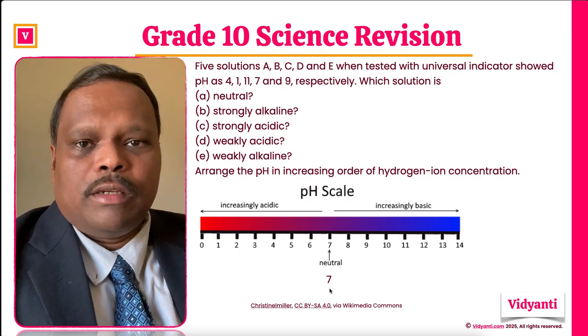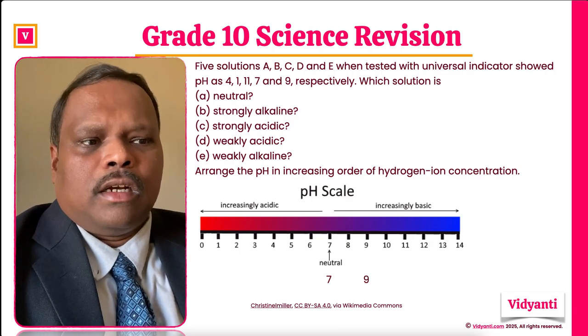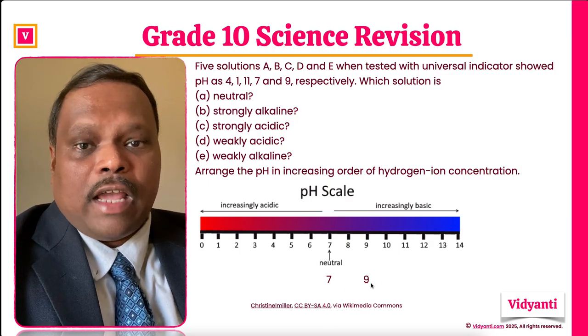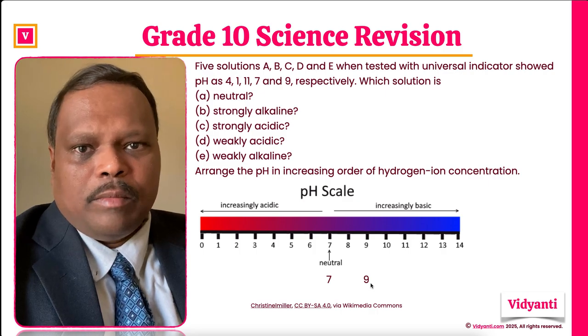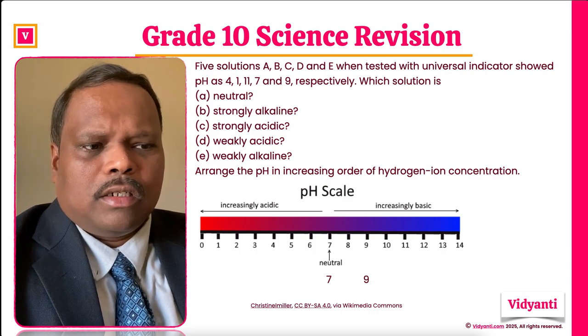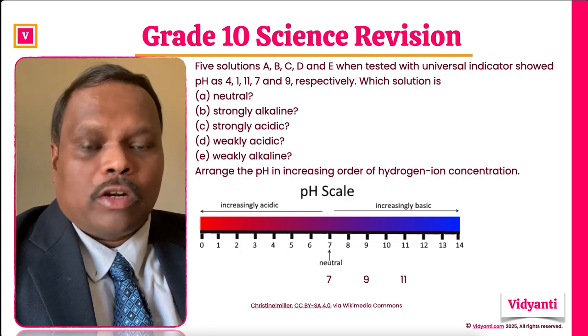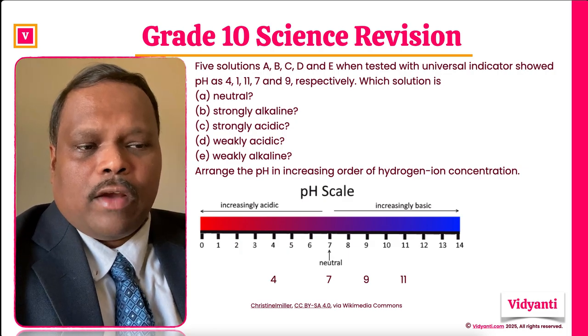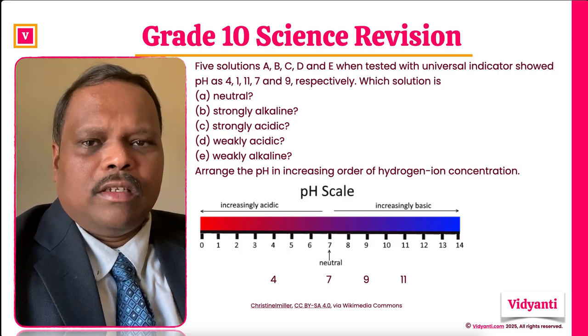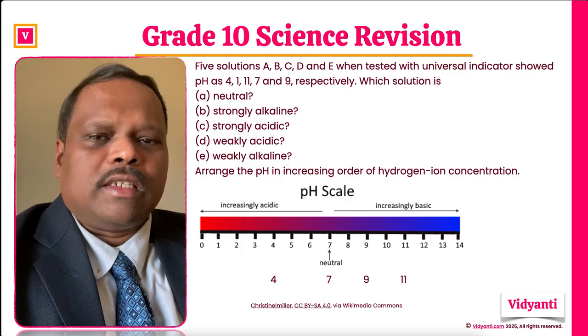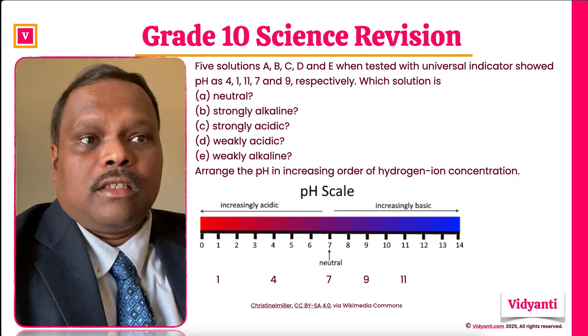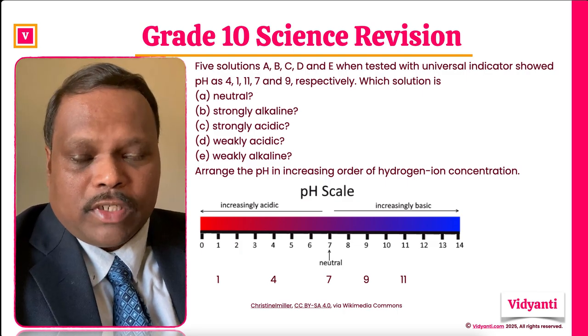That's absolutely simple. Then on the right hand side, I will write 9. This is slightly basic. It's basic, but not as basic as the next one, which is 11. 11 is strongly basic. On the other side, we have 4, which is mildly acidic. It's acidic, but not as acidic as the other one, which is really acidic, pH 1.